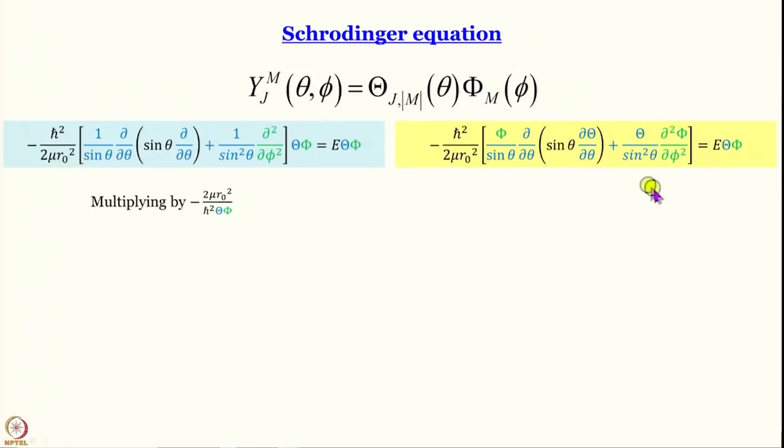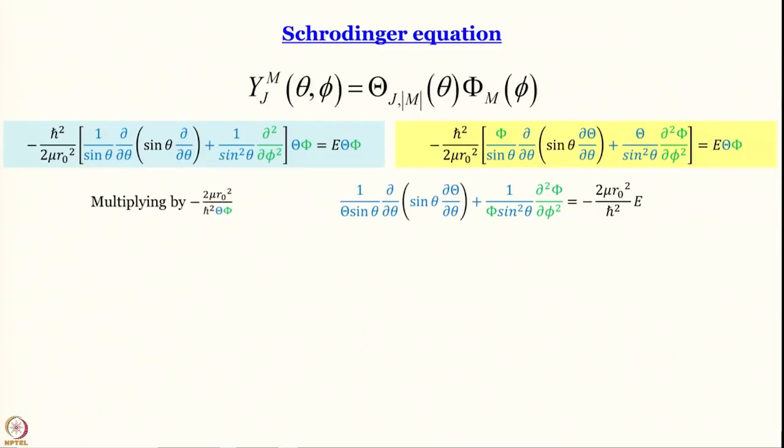In the second term we are going to have, well, this capital theta will go, 1 by capital phi sin square theta d 2 capital phi d phi 2. So, sin square theta will be there, but in the next step we will get rid of it. So, this is what we get: 1 by capital theta sin theta del del theta sin theta del del theta del theta del theta. Remember, this del is not even required, d is fine, plus 1 by capital phi sin square theta d 2 capital phi d phi 2 equal to 2 mu r 0 square by h cross square E. Okay? So, I have got rid of the wave function from the right hand side.